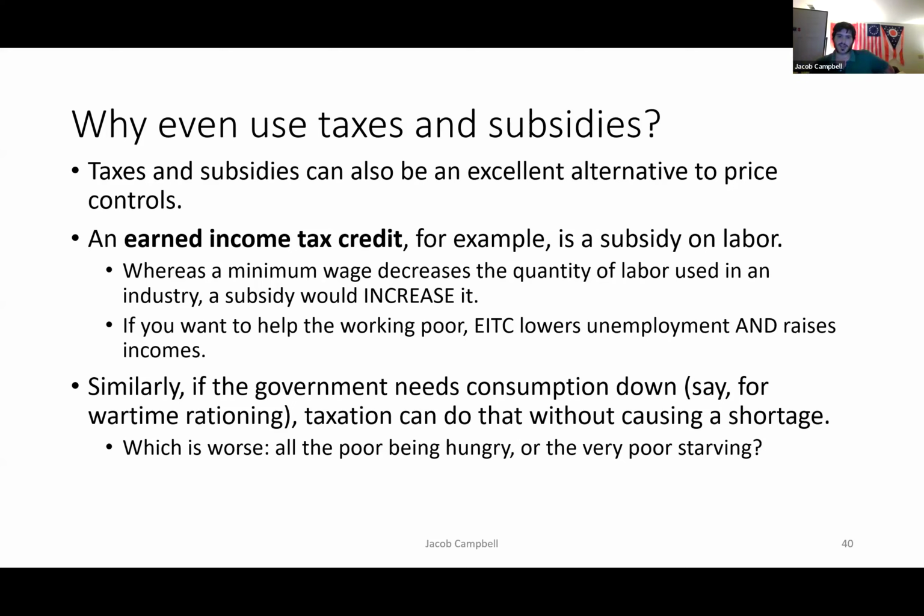So, like with food, you'd have to ask yourself, which is worse? Everyone, like all the poor being hungry, or the very poor starving? If you use taxes, that can smoothly decrease the consumption of food without causing a shortage where some people don't get any at all. So taxation can be a very rational alternative to rationing. And it doesn't have to be food, right? It could be rationing of anything. They would ration things like gasoline and metal back during the World Wars.